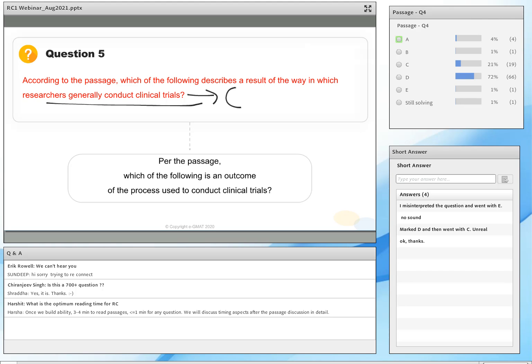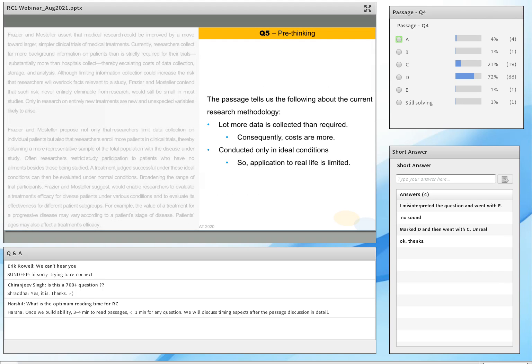Okay, what is the effect of that? That's exactly what it is asking about, the cause and effect. So, in the first paragraph, we understood that when the trials are not simpler, because that's what it is, the current clinical trials are not simpler, what is happening? They are collecting too much data and thereby escalating cost. So that's the first cause and effect.